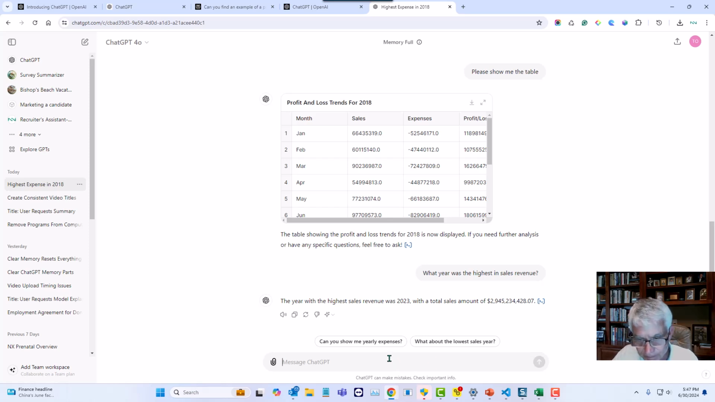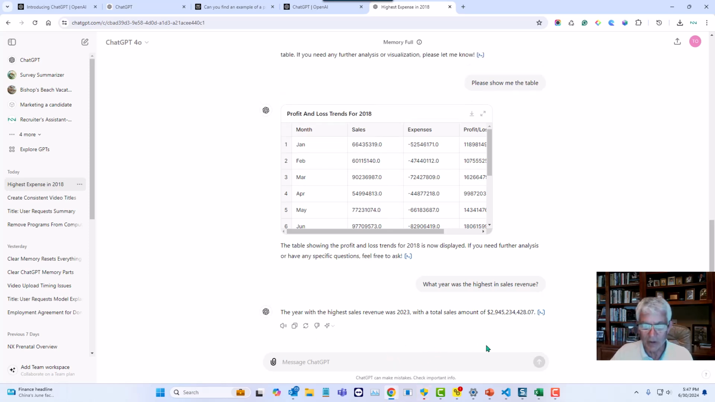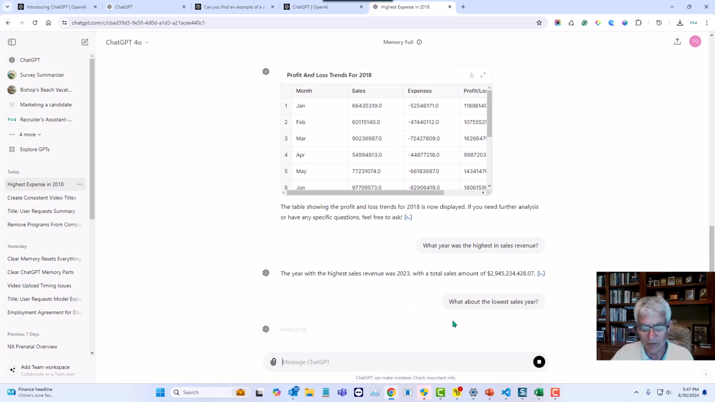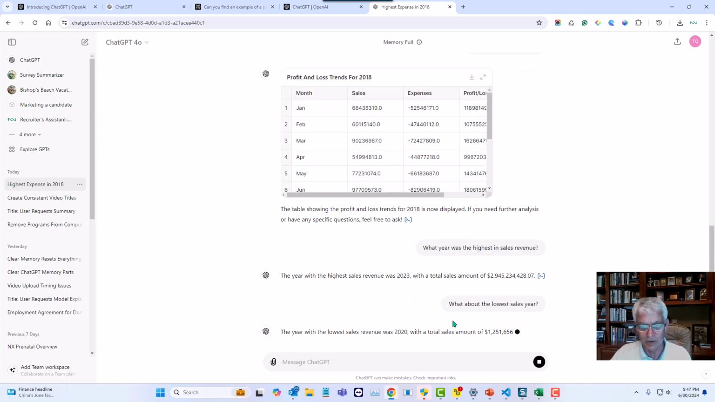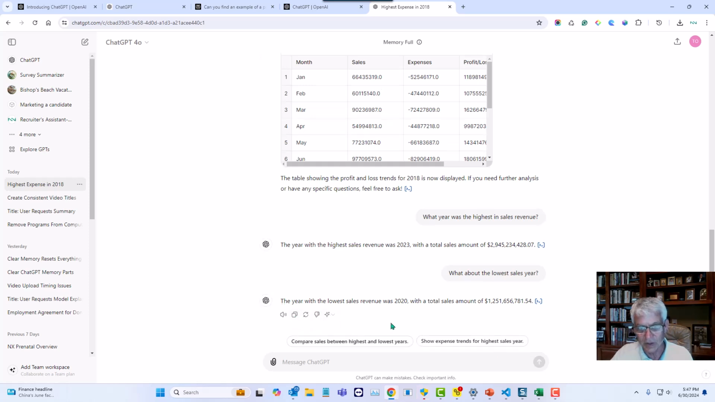So I could have it, what about the lowest sales year? And so now it's looking through and it's looking at the lowest sales year. And so I can see 2020 was the lowest.